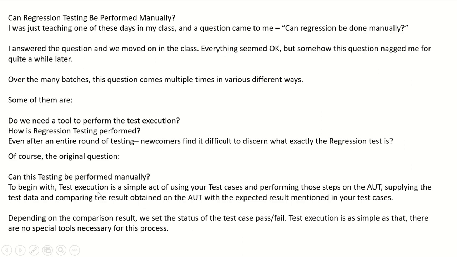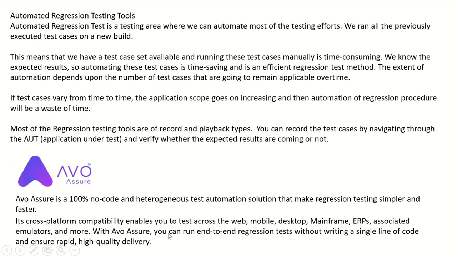To begin with this one, test execution is a simple act of using the test cases, performing those steps on the AUT, supplying the test data, comparing the result obtained on the AUT with the expected result mentioned in your test cases. Depending on the comparison result, we set the status of the test case, pass or fail. So test execution is as simple as that. There are no special tools necessary for this process.